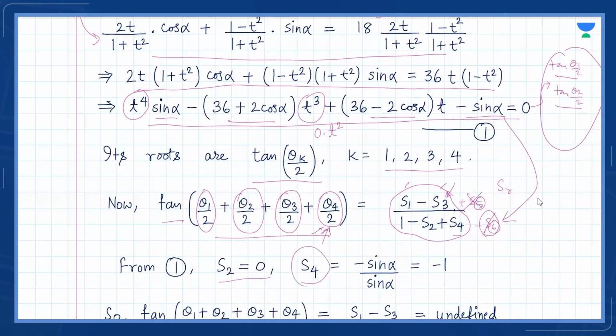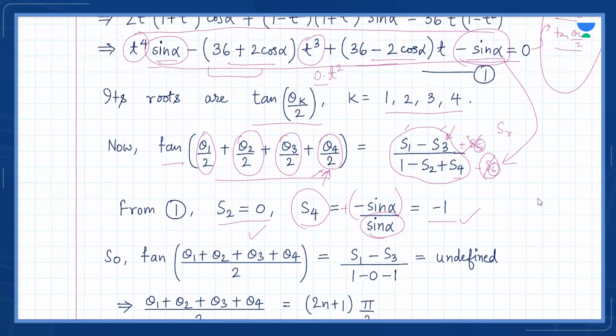What about s4? It will be, look, minus plus minus plus. So we'll take the constant coefficient with the plus sign. So plus minus sine alpha upon the leading coefficient sine alpha. We are simply using the formula of sum of roots taken r at a time in a polynomial equation. So that gives us -1. Okay, so S2 I have gotten. I have also got S4.